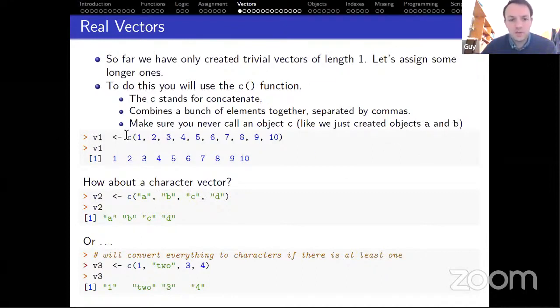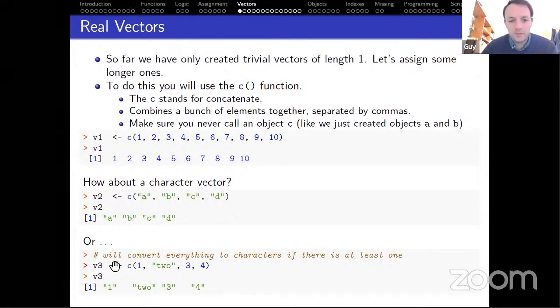Here we're going to use c to store together the numbers 1 to 10, and we're going to store it in an object called v1. You can see it's printed out here. And here we're going to create a second vector, v2, which is going to be the letters A to D. We print it out.